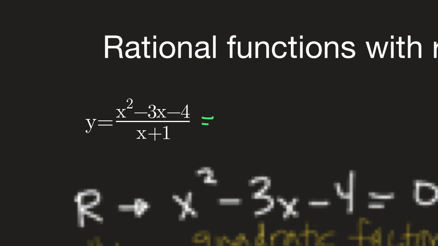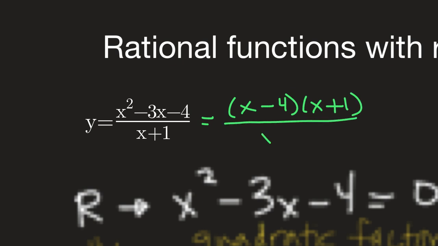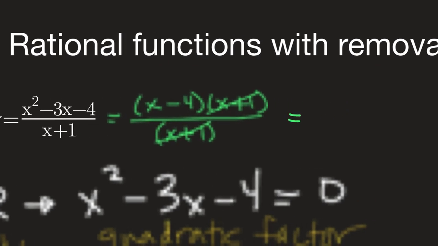So let's come back up here. We're going to factor everything once again. So remember this factors to x minus 4 and x plus 1. And in our denominator, we still have your x plus 1. So anytime we have the exact same parentheses in the numerator and the denominator, these can divide out, right? Anything divided by itself is 1. So basically, we're left with the equation x minus 4.